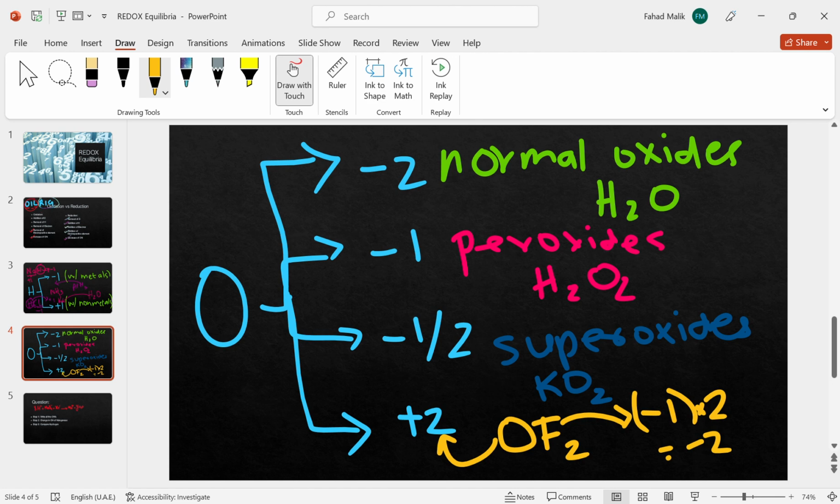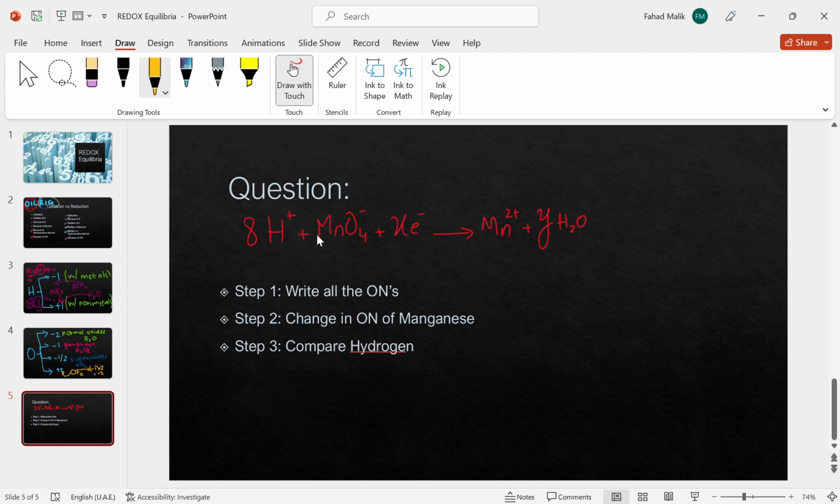So there are 4 oxidation states: -2, -1, -1/2, +2. -2 is very common: water, normal oxide. -1 is peroxide, hydrogen peroxide. -1/2 is superoxide, potassium superoxide, and +2 is the strange one, oxygen difluoride, where the state is +2 for oxygen. So that's pretty much it. There's a question that's coming up, and that's kind of tricky, but I have a trick for it. So you can look for the next video and you learn how to solve it.